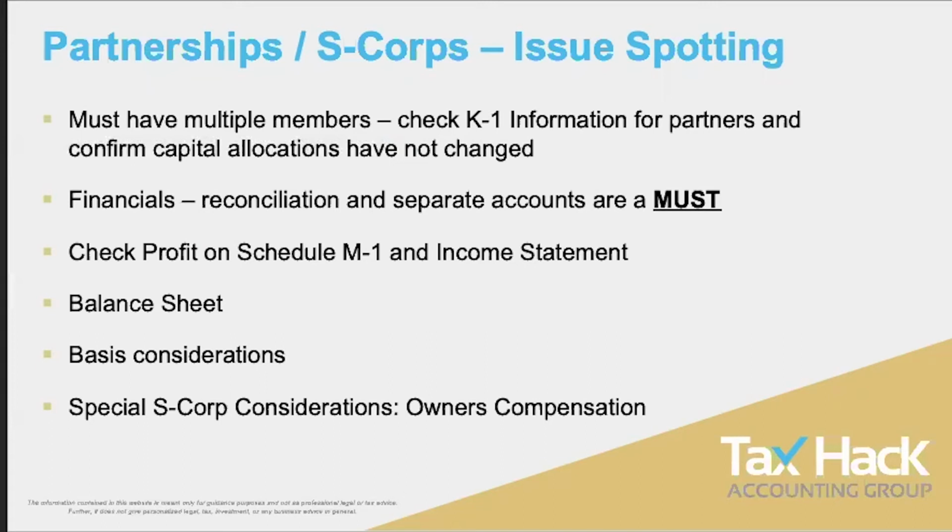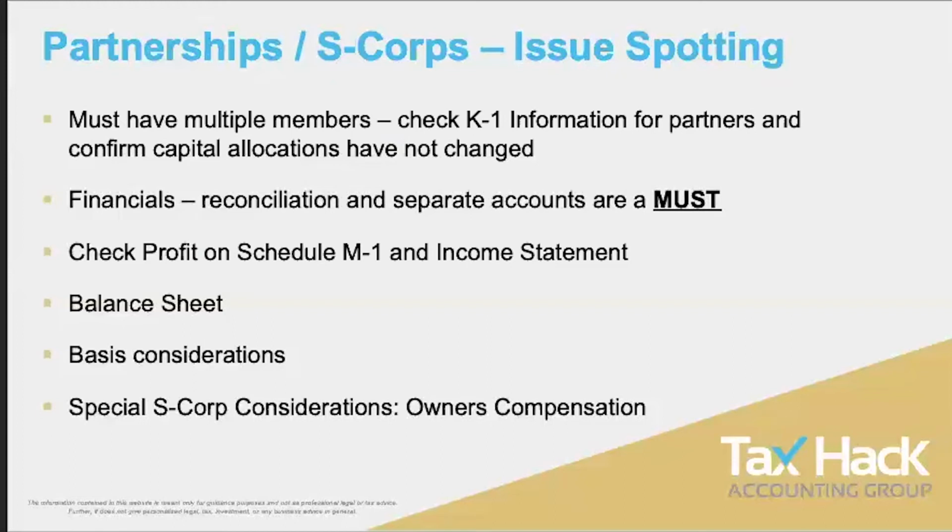So when you see big discrepancies there of more than a couple $100, you know that they don't do the best job of keeping their own books, and they probably need some help from us, just because they're not cutting it by themselves. So that's usually item 1 I look at. And then the second item is checking the profit against the M1 and the income statement.